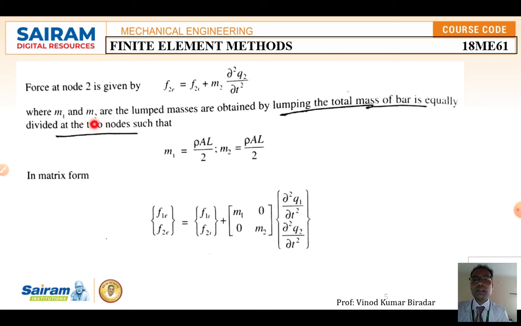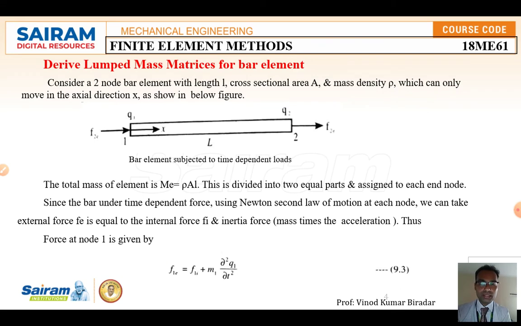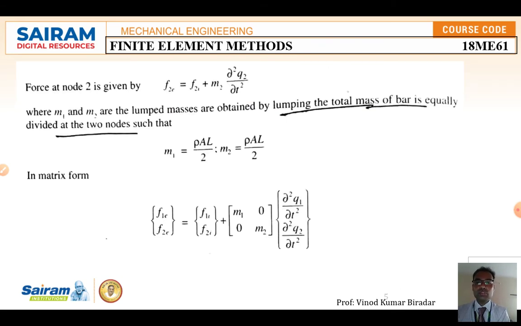Here m1 and m2 are the lumped masses, obtained by lumping the total mass of the bar, divided at each node. So m1 is equal to rho A l by 2, and m2 is the same, m2 equals rho A l by 2. Now these equations can be written in matrix form.